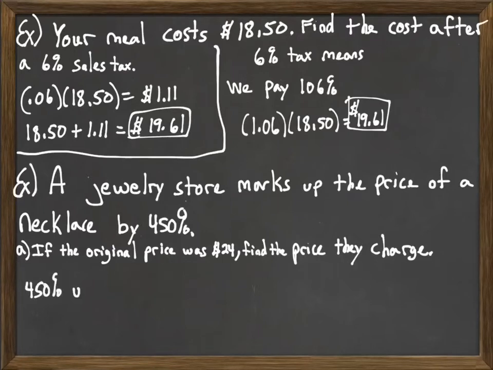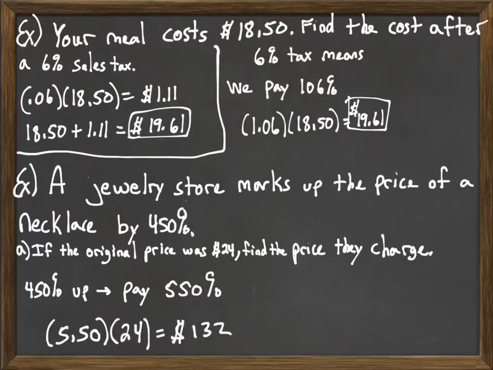So first thing you need to understand, we're increasing the price by 450%. Now, originally we're going to have to pay the original price, and then we're going to pay another additional 450%. So 450% up means we end up paying 550% of the original price, because we marked it up, we added it on. Just like up above here, we added on 6% to 100%. Here we're adding on 450% to 100%.